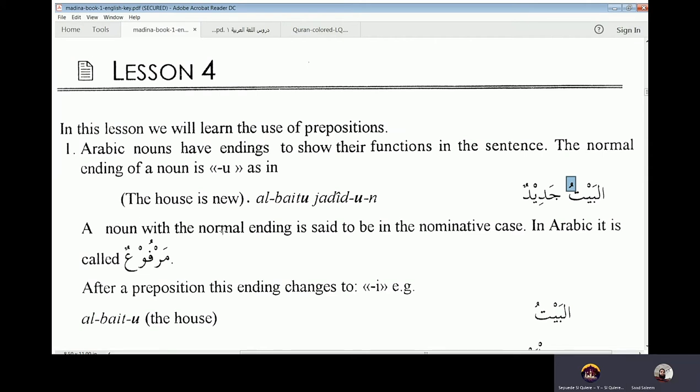A noun with the normal ending is said to be in the nominative case. In Arabic, it is called marfu. Any word which is in normal state, which has dhamma at the end, is called marfu in Arabic. Okay, try to memorize this name. Any word which has dhamma at the end is called marfu, and it is the normal ending of a noun.